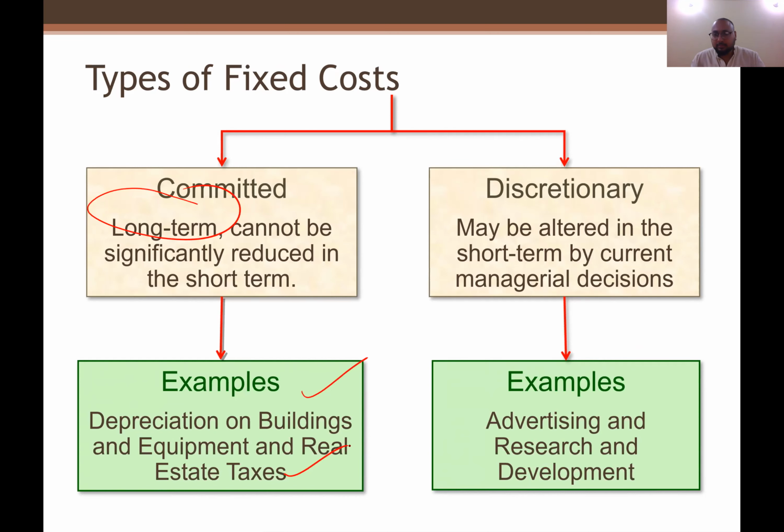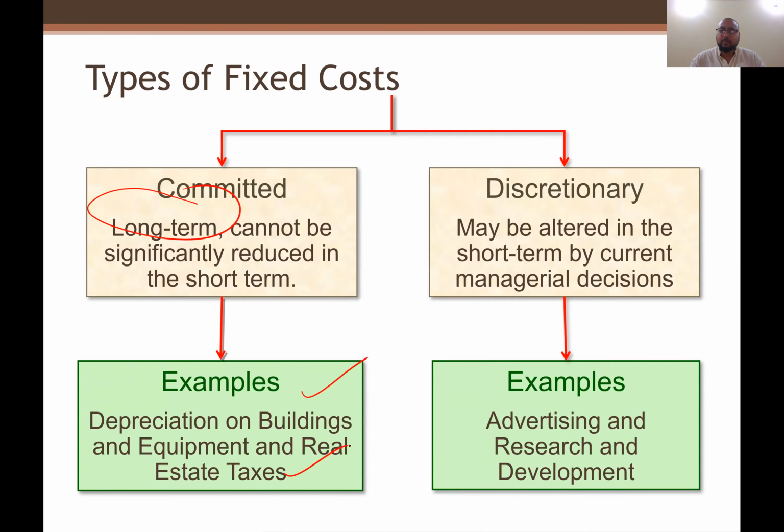You bought a building, right? Your analysis says that the building can stand for 20 years. So you decide to depreciate the building over 20 years. 20 years is a long term, right? But you cannot significantly reduce that. You can renovate the building and increase its lifespan, but you cannot avoid depreciation, right? You cannot avoid taxes. You can minimize them, but you cannot avoid them, right? So this is called the committed fixed cost.